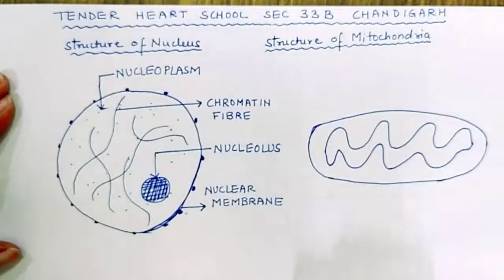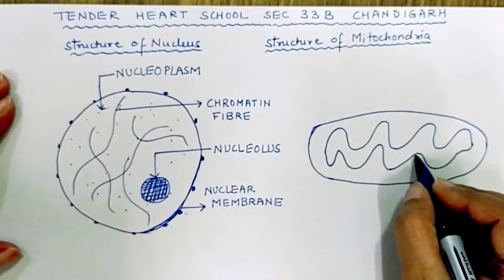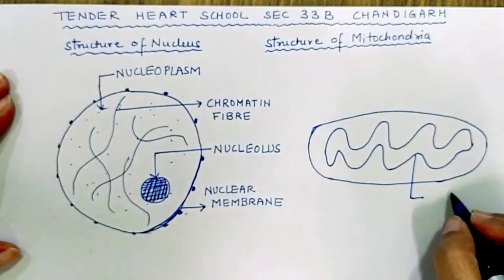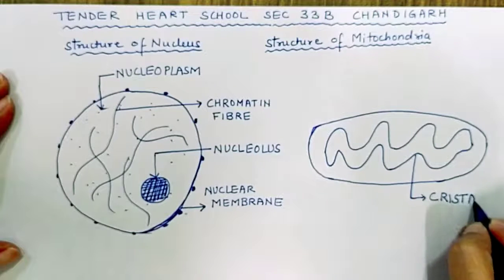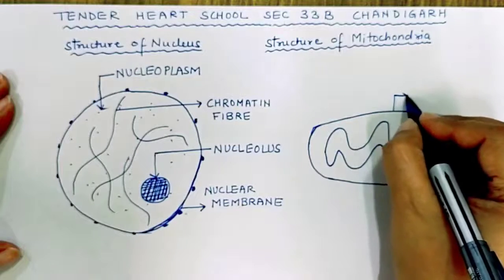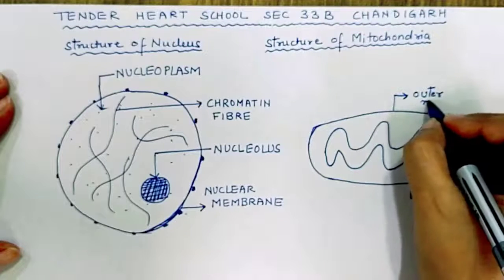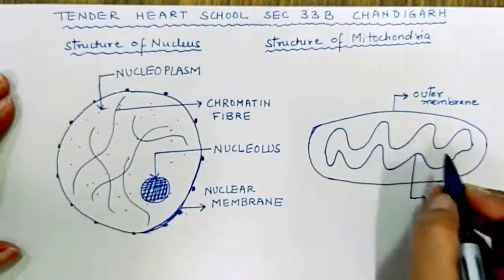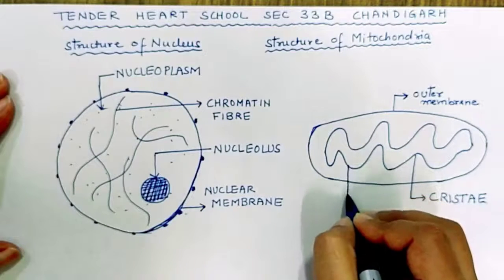So we can label these as the cristae. And these are the two membranes. This is the outer membrane. And this is the inner membrane which is making the folds. So you can label this one as the inner membrane.